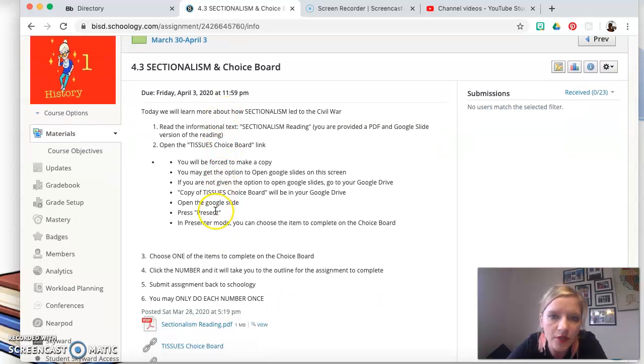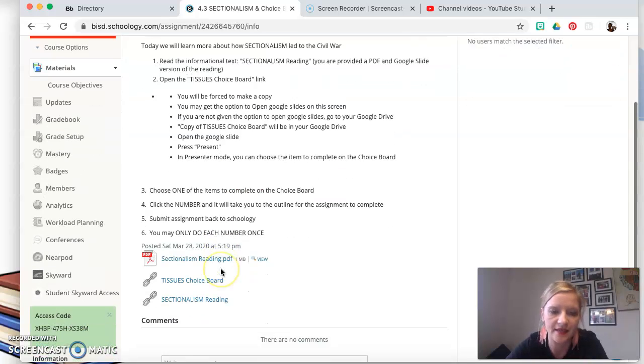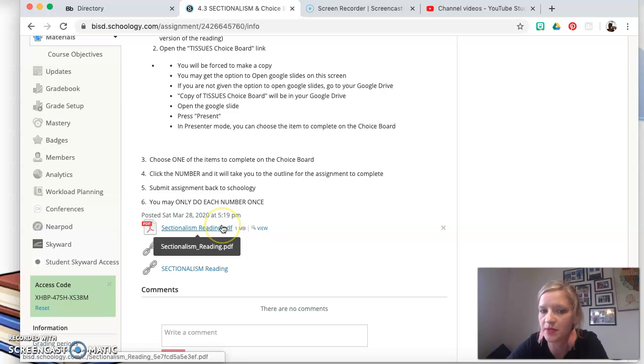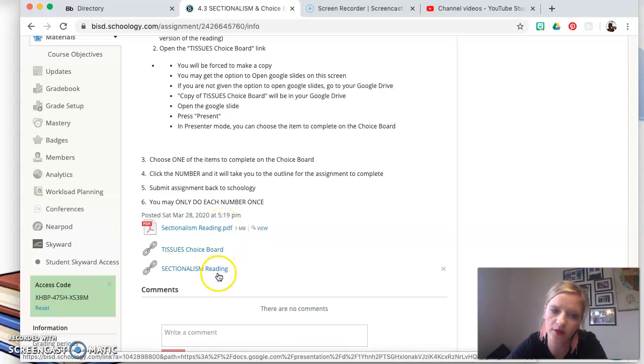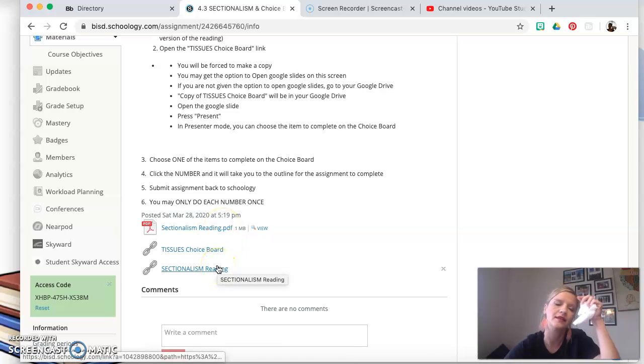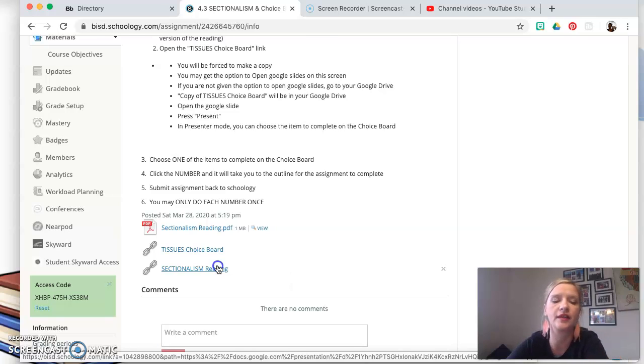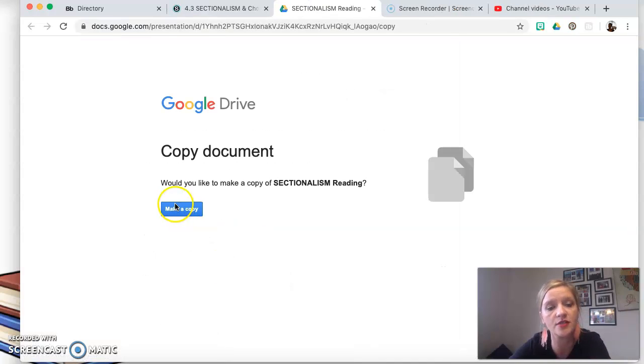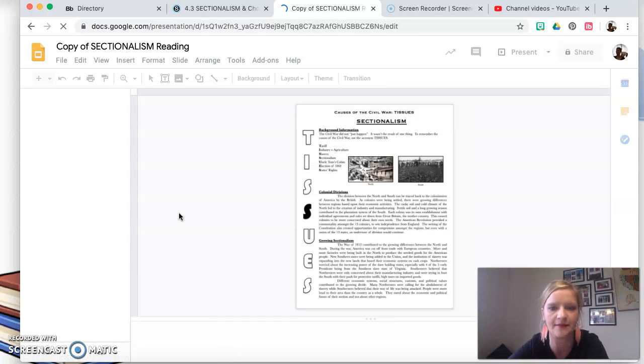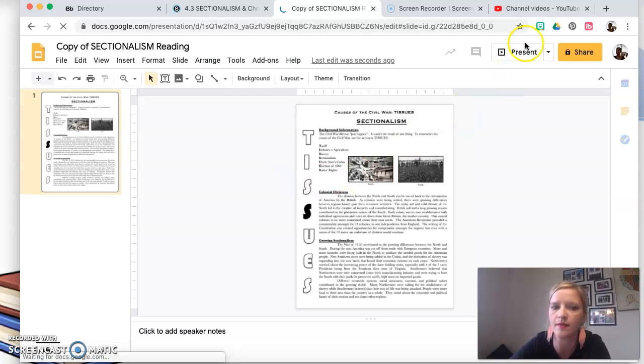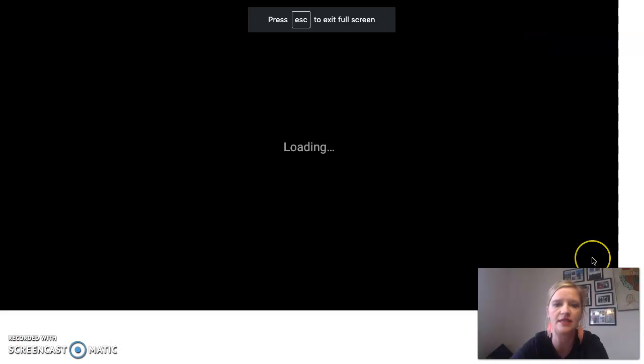It's the same directions that you've been following all week. And so we have our readings. You can do the PDF version if you want to read that, or you could do the Google linked version. Remember, if you click on the Google link, it is going to force you to make a copy, so it is your own. If it doesn't pop up right away, go into your Google Drive. That's where you're going to be able to find it. All right, so here we go. Let me click present so I can read it to you.